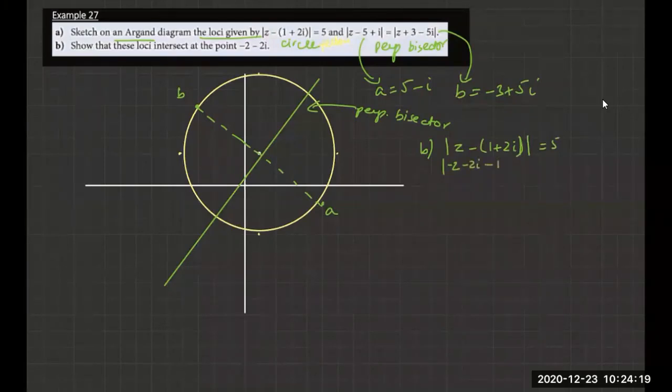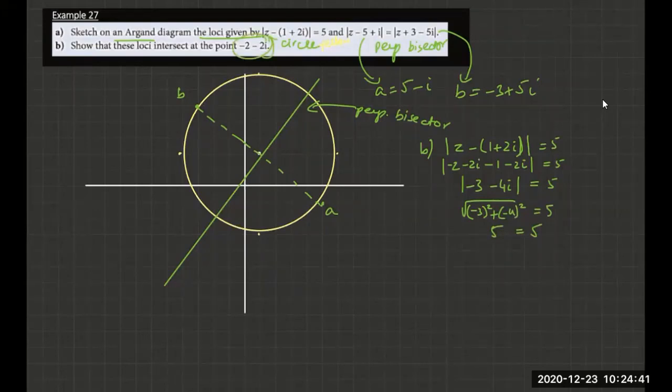I'll open the bracket. This becomes -3 - 4i. Does its modulus equal 5? This is the formula for finding the modulus. Is that equal to 5? Yes, 5 equals 5. Therefore, I've proved to you that this point lies on this locus. Similarly, I'll insert it into the other equation as well and check. If it balances both equations, then the point lies on that line.